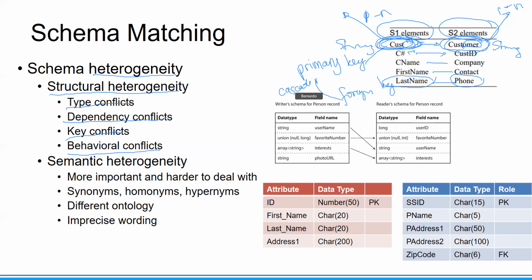So if they have a relationship between one table and another table, we need to check if maybe S1 has the relation with S3 and S2 has the relation with S4, but S3 and S4 are different. So they have different behavior.